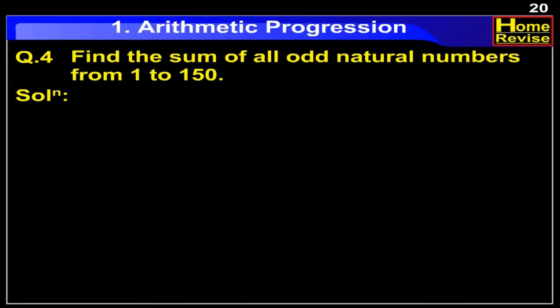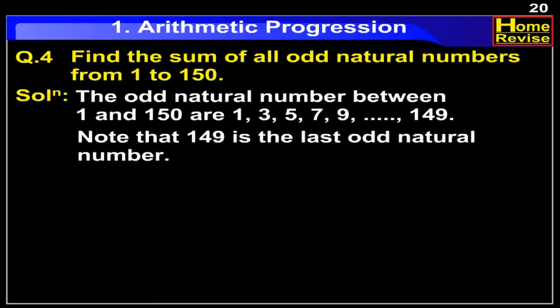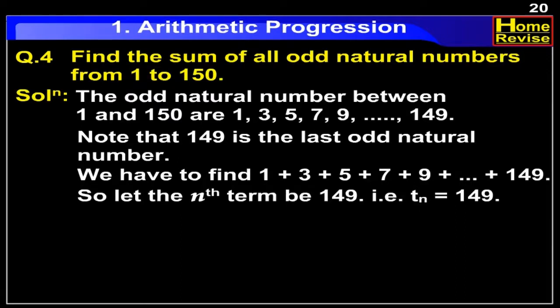Solution. The odd natural numbers between 1 and 150 are 1, 3, 5, 7, 9 and so on up to 149. Note that 149 is the last odd natural number. Here we have to find 1 plus 3 plus 5 plus 7 plus 9 plus so on till plus 149. So let the nth term be 149. That is, Tn is equal to 149.